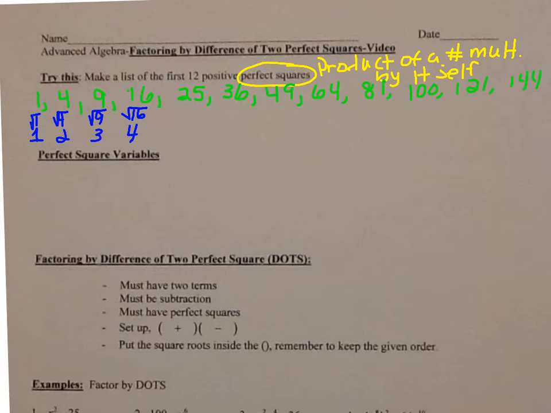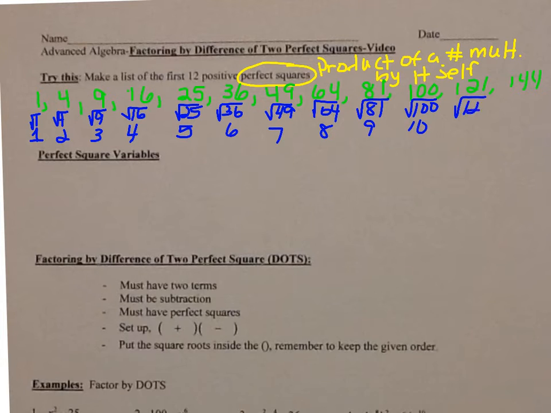So the square root of 16 is 4. The square root of 25 is 5. The square root of 36 is 6. The square root of 49 is 7. The square root of 64 is 8. The square root of 81 is 9. The square root of 100 is 10. The square root of 121 is 11, and the square root of 144 is 12. And obviously, the numbers keep going on and on forever.